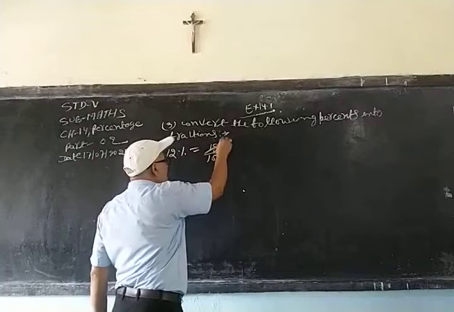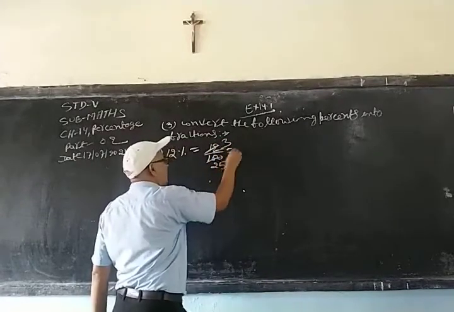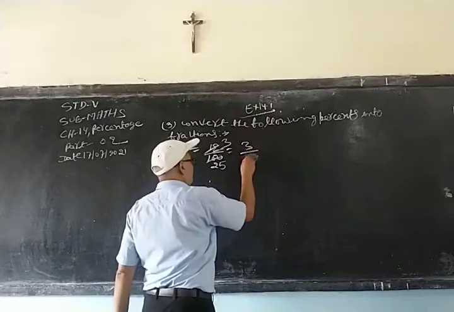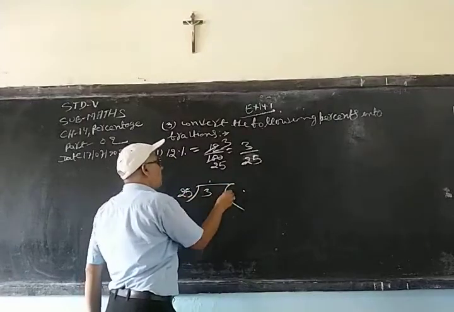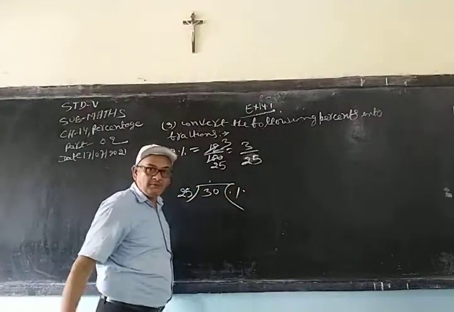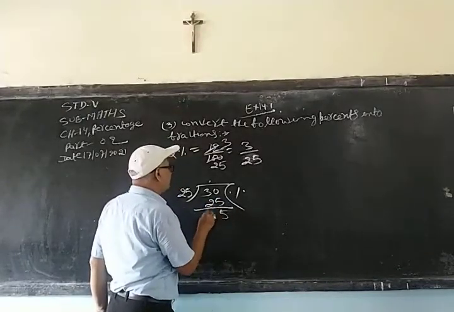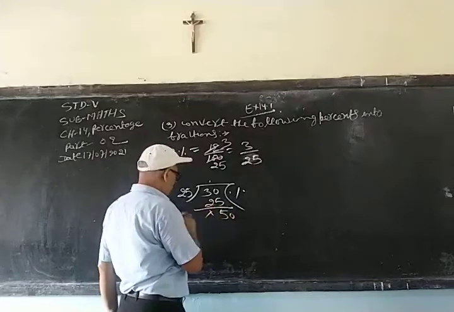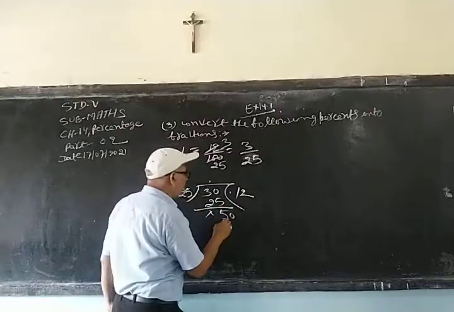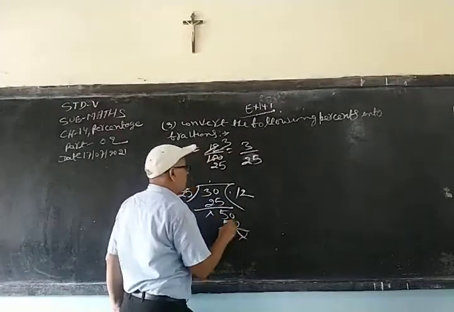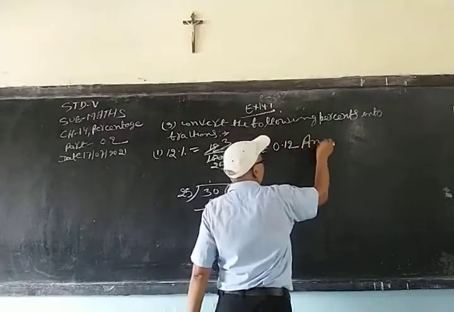So when you divide by 4, what will come? 3 by 25. When you write it as a decimal, 3 divided by 25. Point, 0 will come. One time it will come, 25, and what is the rest? 5. Now 0 will come, so 50. 25 into 2, 50. Your answer is 0.12.